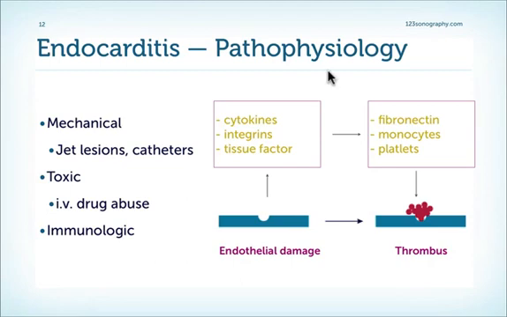Whatever the cause for the injury is, the body tries to repair the defect, and so it activates all these different substances such as cytokines, integrins, tissue factor, and more. And then we have fibronectin, monocytes, and platelets come in, and thrombus formation, which tries to seal off or repair this defect. So, at the beginning of the cascade, we have an injury and a thrombus formation.